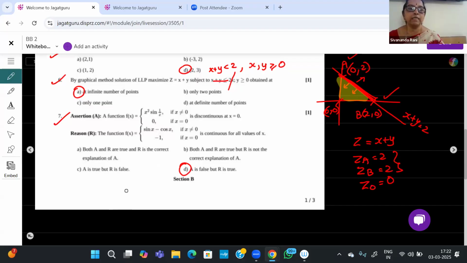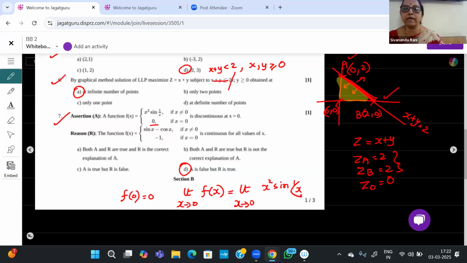How do I test? The functional value f of 0 is 0, right? He has given f of 0 to be 0. So let me find the limit as x tends to 0 of f of x. If it agrees with f of 0, the function is continuous. So the limit as x tends to 0 of x square into sine 1 by x. What happens when x tends to 0?